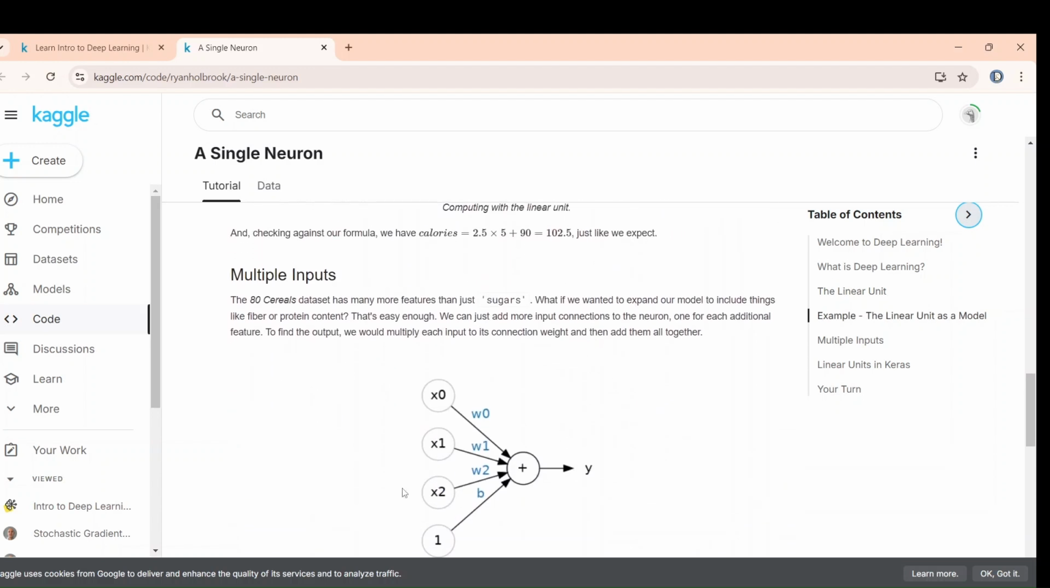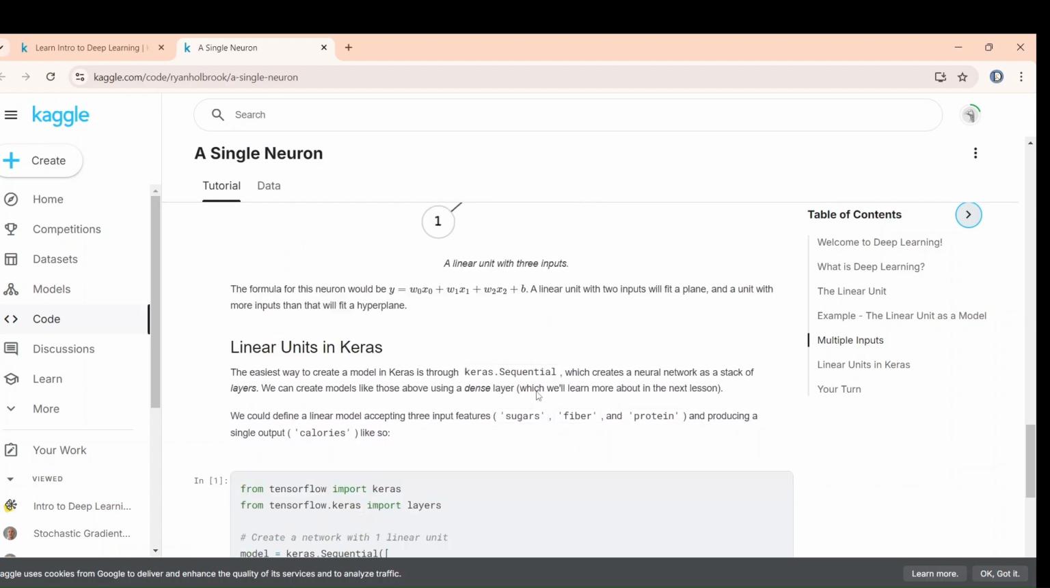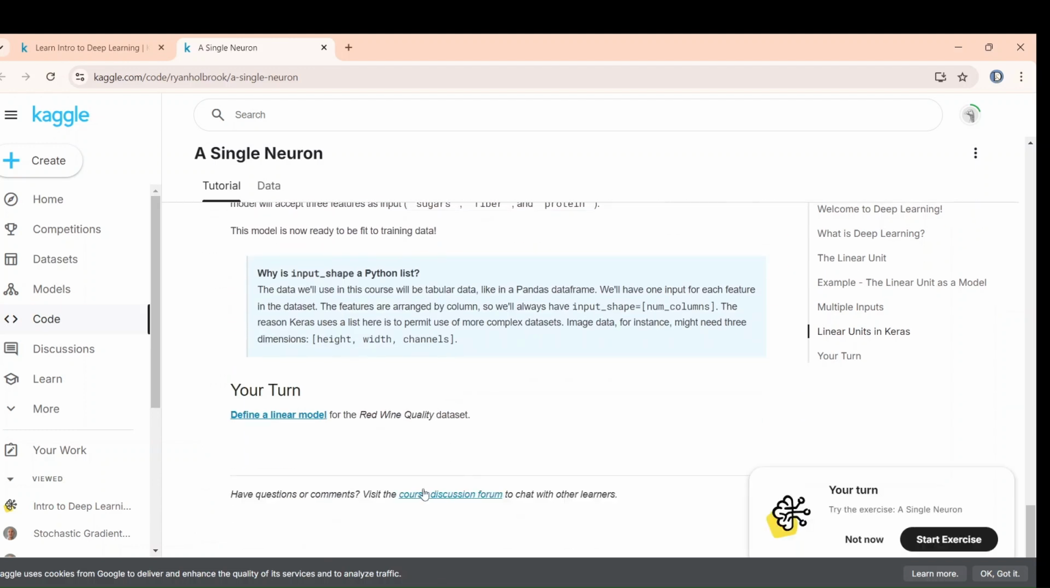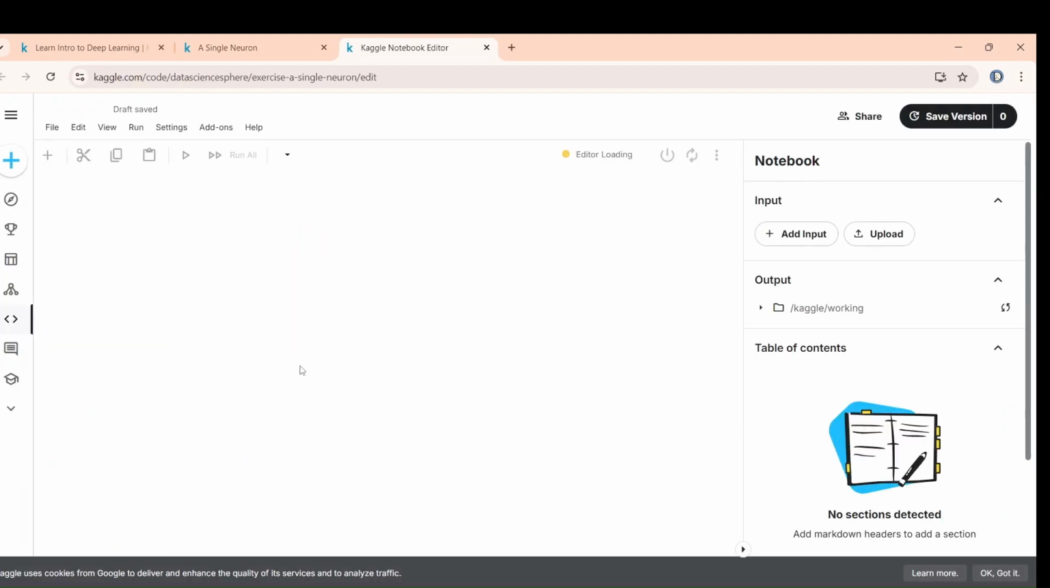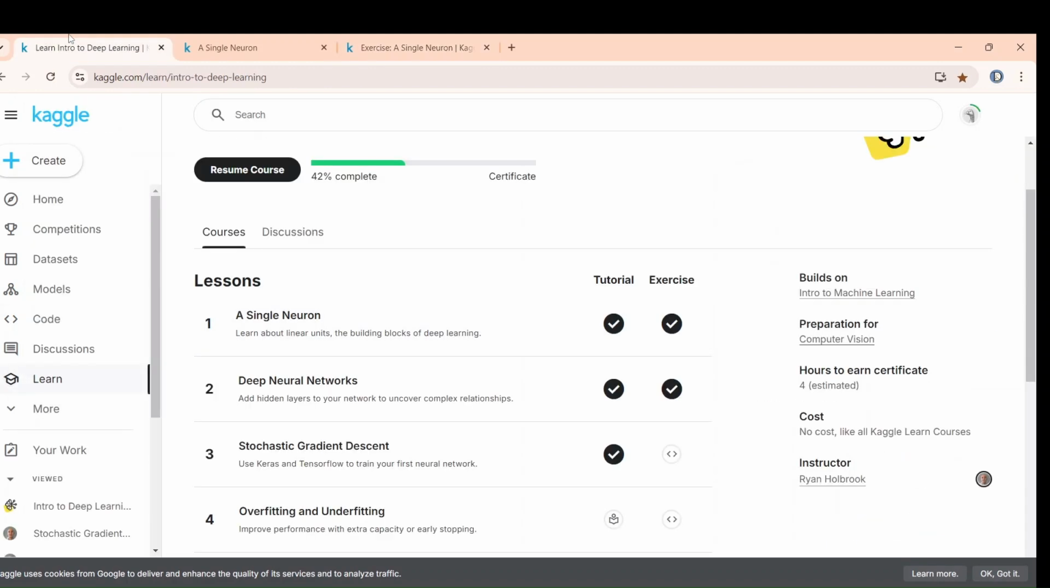So we understood how we can give multiple inputs as well. Like here W0, W1, W2, all of them are weights. B is the bias and these are inputs and we are predicting the output. Okay. And also we did the exercise where we created this simple single neuron, right?